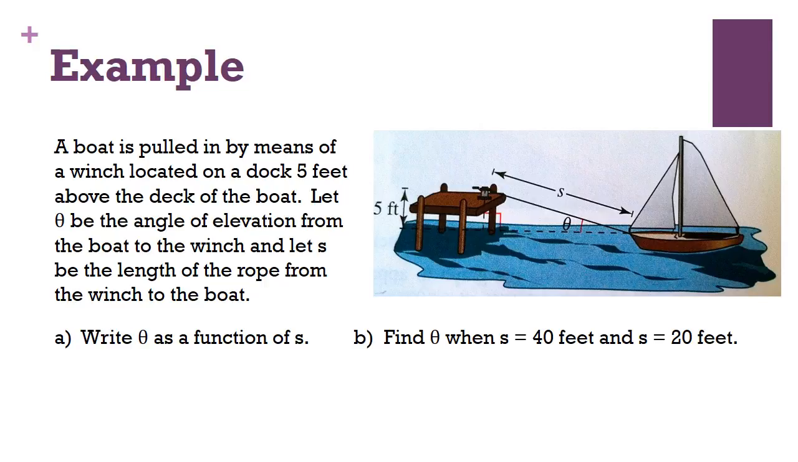A little practical problem here. A boat is pulled in by means of a winch located on a dock 5 feet above the deck of the boat. Let theta be the angle of elevation and s be the length of the rope. You can see them labeled here. Write theta as a function of s, and then put in some numbers. Pause the recording, give it a try, and resume to check your answer.